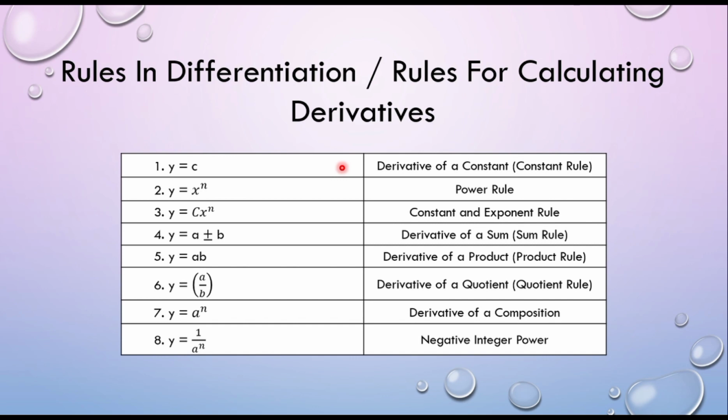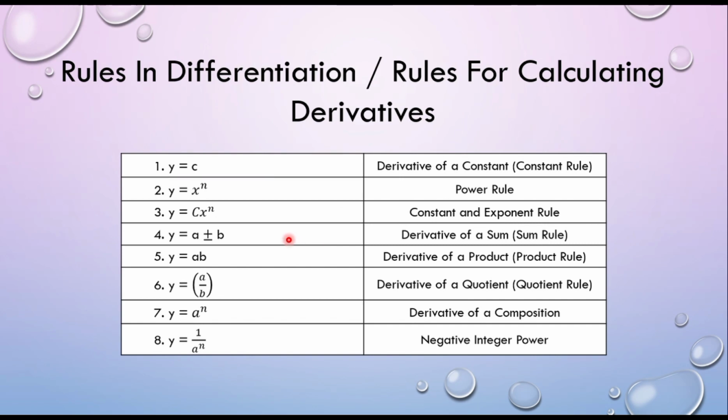Number 1, y is equal to c. It is called a derivative of a constant, or a constant rule. Next, number 2, y is equal to x raised to the power of n. It is called a power rule. Then number 3, y is equal to c times x raised to the power of n. It is called a constant and exponent rule.